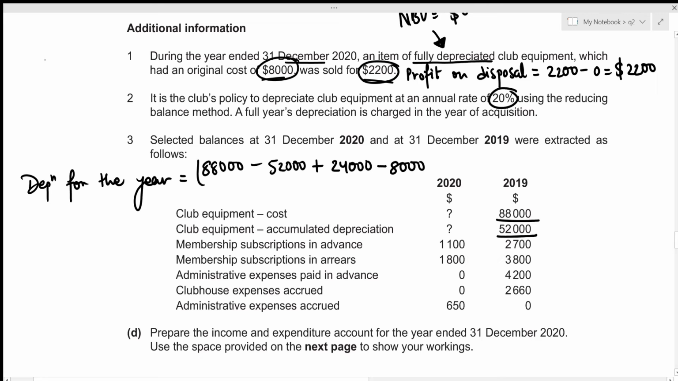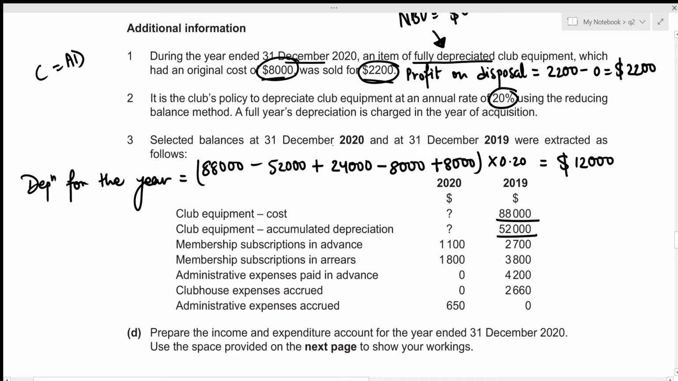And that is only the case because cost is equal to the accumulated depreciation. So we need to subtract the accumulated depreciation as well. And that's a double negative, which results in a positive. So that's plus 8,000. And now we can just apply our rate of 20%. So that's times 0.20. So this gives our depreciation charge for the year to be 88,000 minus 52,000 plus 24,000 minus 8,000 plus 8,000 times 0.20, which results in the value of 12,000.